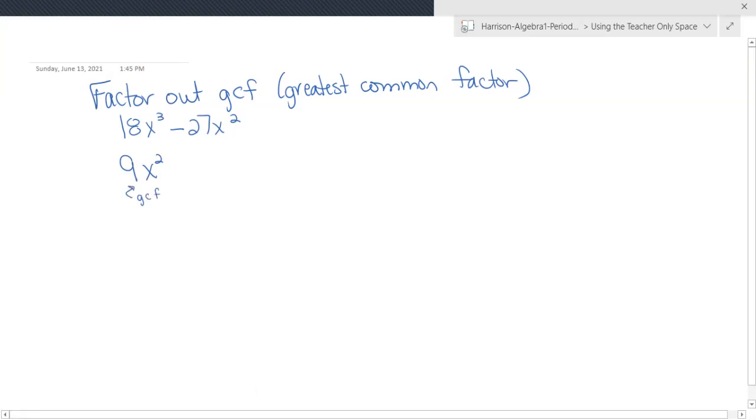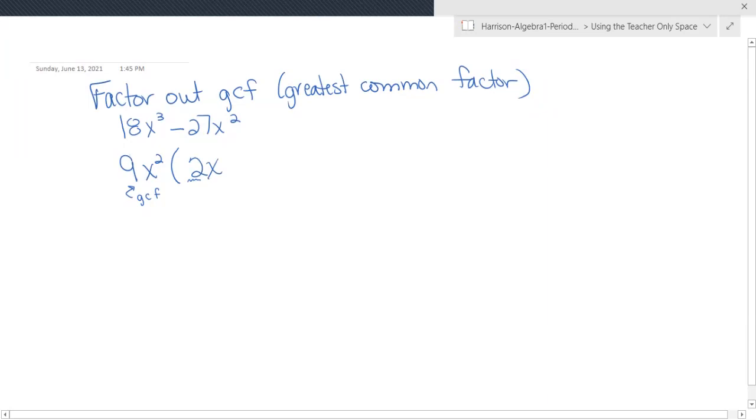Now to factor, we're going to open a parenthesis and do the distributive property backwards. In other words, I want to figure out what do I need here so that when I multiply by 9, I get 18. So that would need to be a 2. And then what do I need to multiply by x squared that would give us the x cubed? That would need to be 1 power of x, because when you multiply variables, you add the exponents.